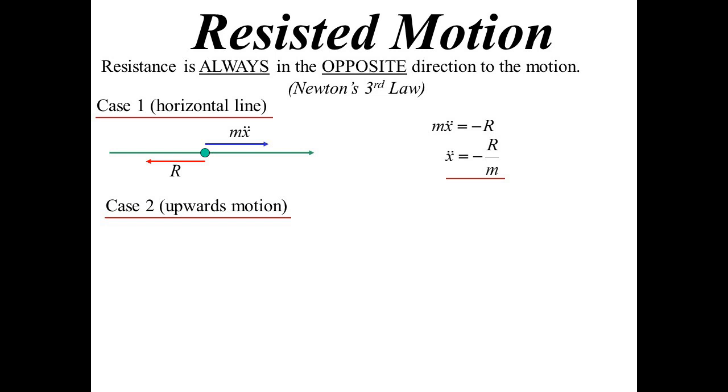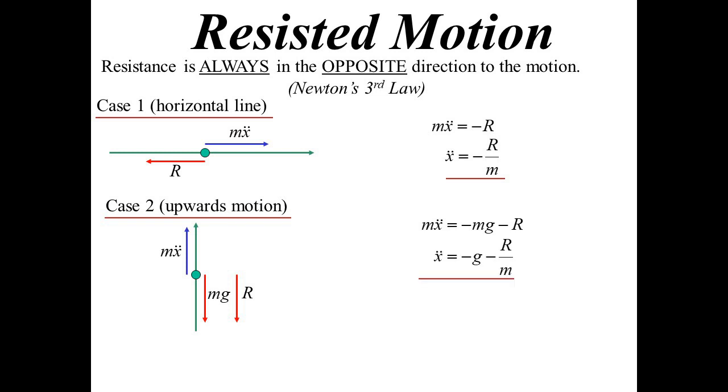We might be going up, so now I'm going to say resultant positive is going to be up, but then we'd have the force due to gravity going down, as well as some resistance going down as well. So my equation would end up with m x double dot is minus mg minus R. Again, divide through by mass and you'd have some equation to work with. Just because there's resistance, it doesn't change the physics of the problem. The greatest height is still going to occur when velocity equals zero.